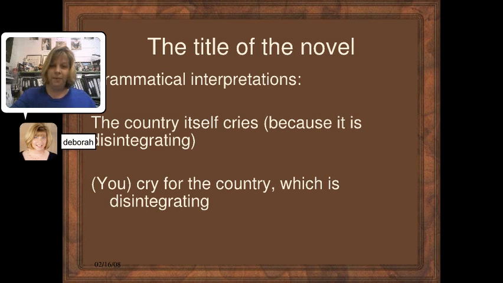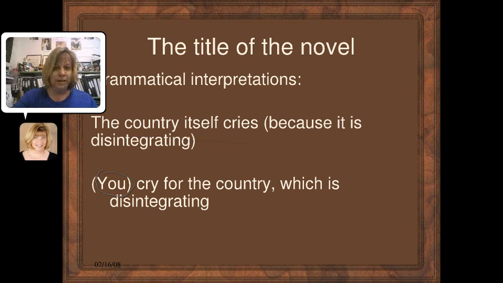Now, you might want to think just for a minute about the title of the novel itself before you get going, because you could actually interpret this grammatically in a couple of different ways. So, Cry the Beloved Country, is that the country itself is crying because it's disintegrating and everything that makes it wonderful is breaking apart? Or is it an imperative command, as in you, personally out there, you should cry for the country because it's falling apart?